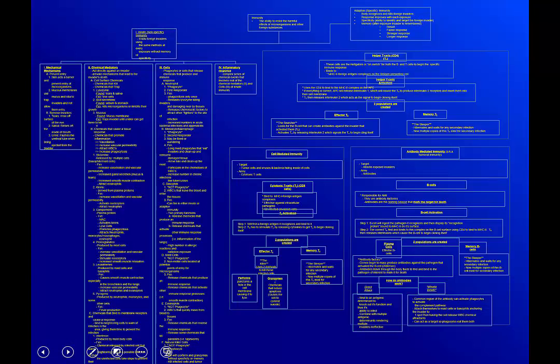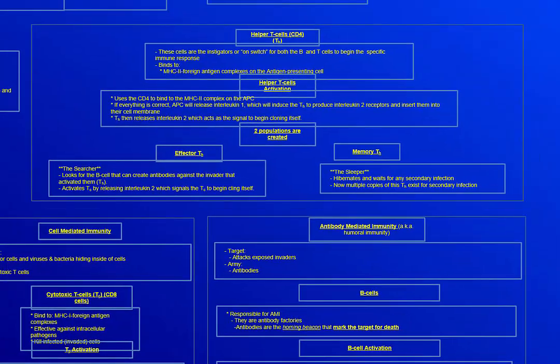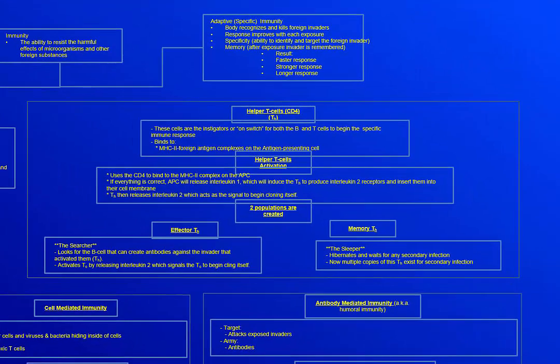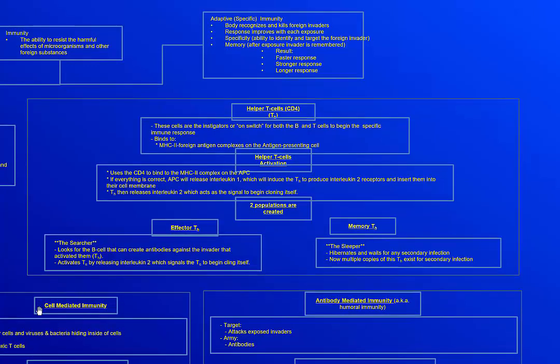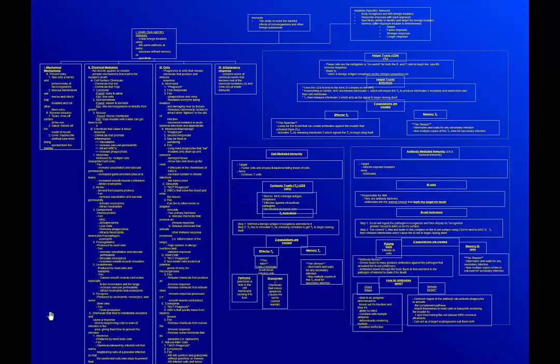So what we're talking about right now is going to be this side over here. We're going to be talking about the adaptive immunity and how all of this works, at least at first. And then we're going to talk about the helper T cell. Then we're going to talk about the B cell, which is the antibody mediated immunity portion of this, and the cytotoxic T cell after that, which is the cell mediated immunity part of this.